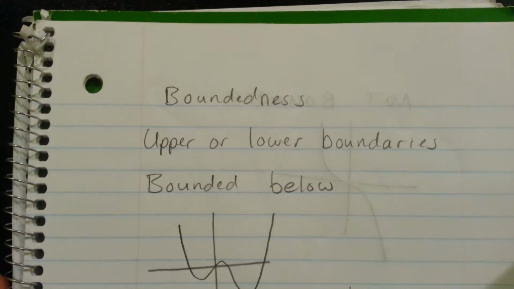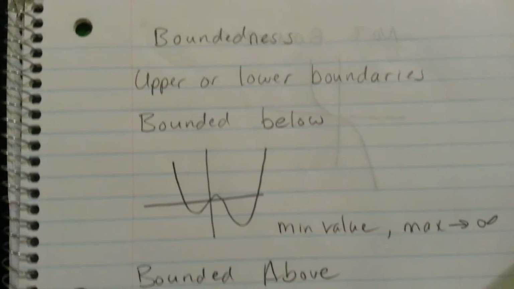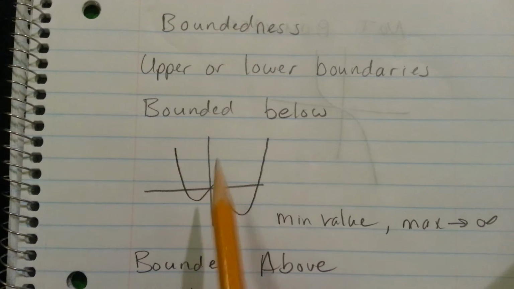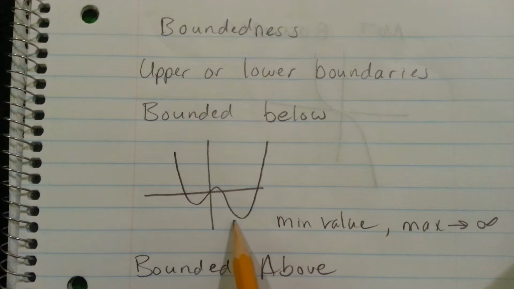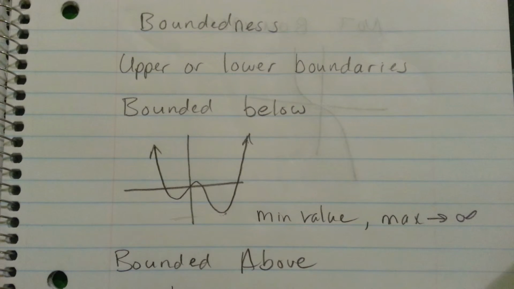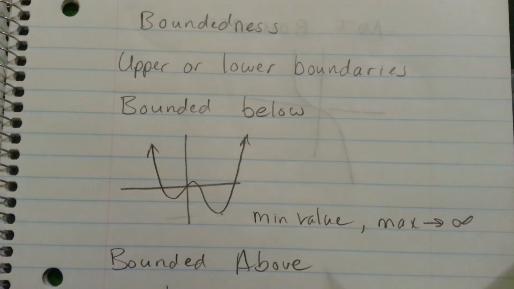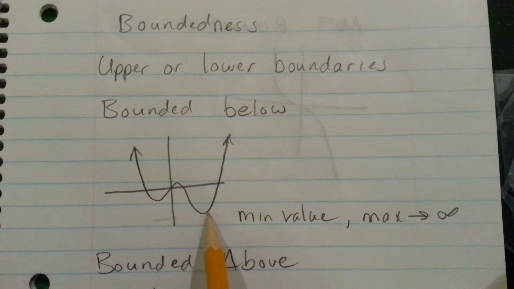I want to introduce one more thing, the issue of a function being bounded, or boundedness. You can have upper or lower boundaries. Here's an example of a function that's bounded below. I've got a min value, I've got a boundary here. Basically, this graph won't get any lower than right here. So I have a boundary on the lower part of the graph, but it's not bounded above. This graph just goes on to infinity above. So here's an example where a graph is bounded below. Okay, it has a minimum value, but it doesn't have a top maximum value, so it's only bounded below.